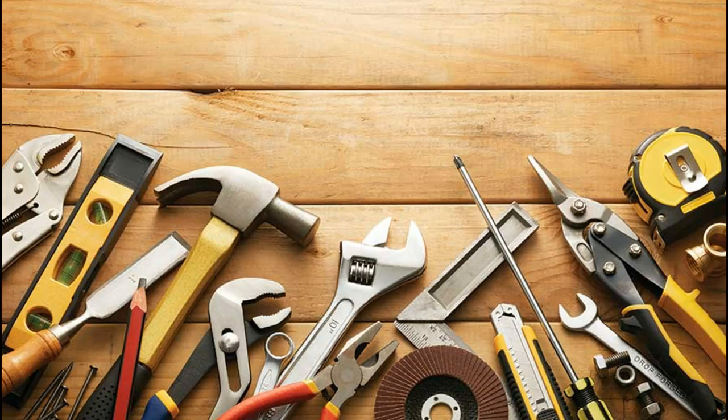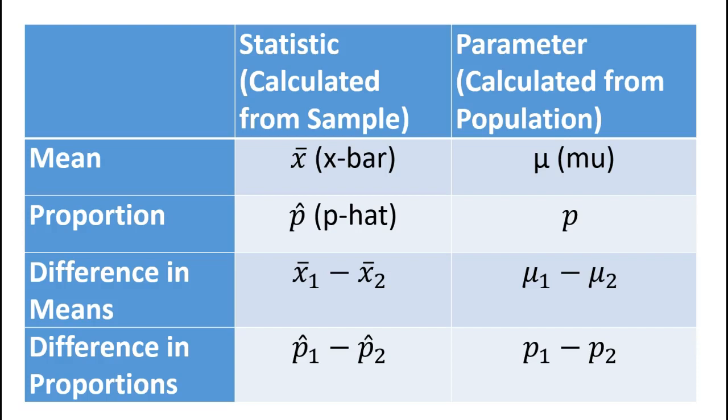Recall that we will be working with the following parameter and statistic sets. Previously, we primarily focused on the mean and the proportion. Now, we're going to look at a difference in means as well as a difference in proportions. Previously we focused on using the statistic x bar to estimate the parameter mu when working with a single mean. Now that we're working with the difference in means, we will look at the sample mean from one sample minus the sample mean of another sample to estimate the difference in population means, and similar for proportions.